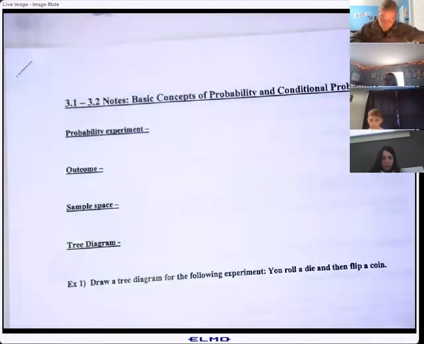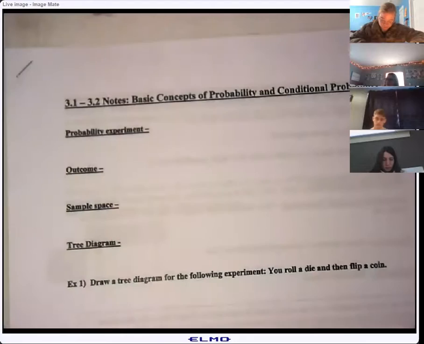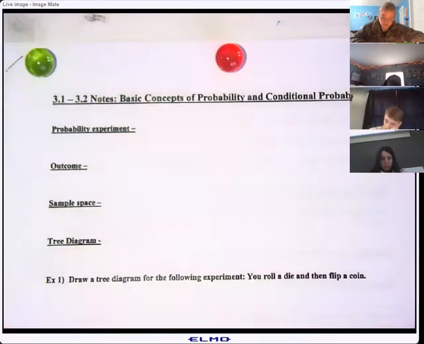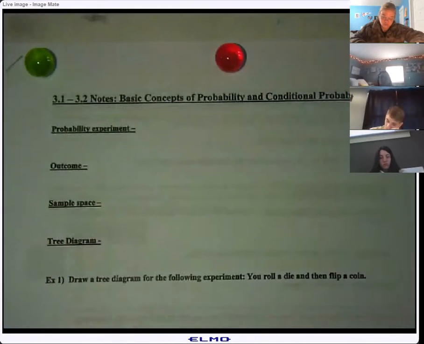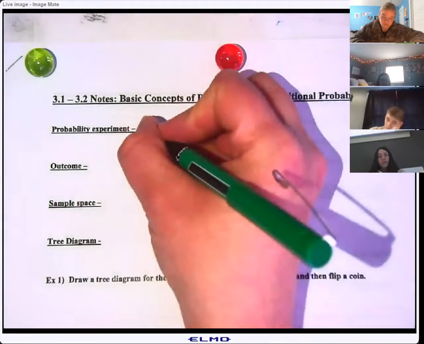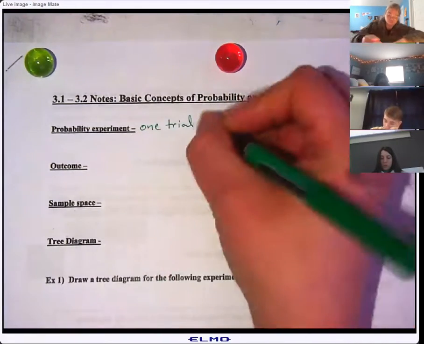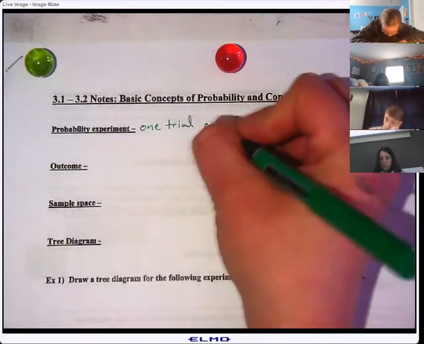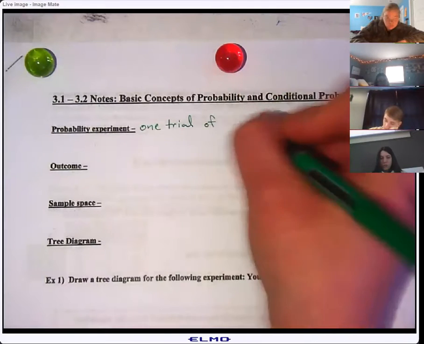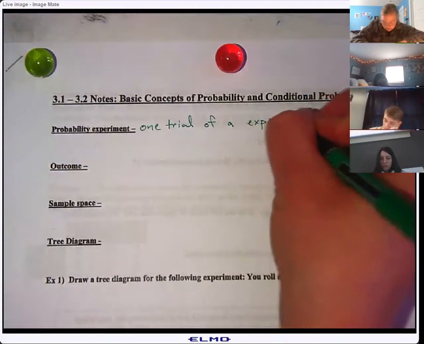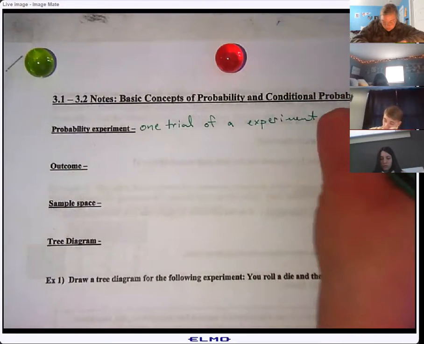Today we're starting with what a probability experiment is. I'm just going to zip through a lot of these. Okay, a probability experiment is one trial of an experiment involving chance.